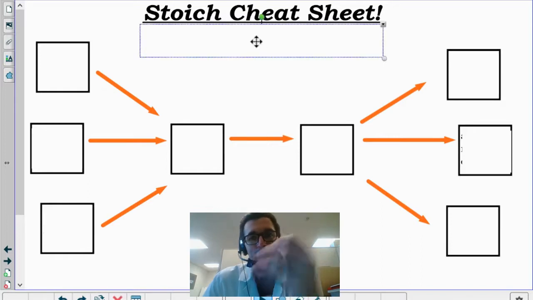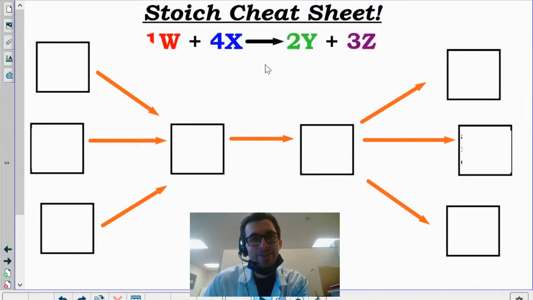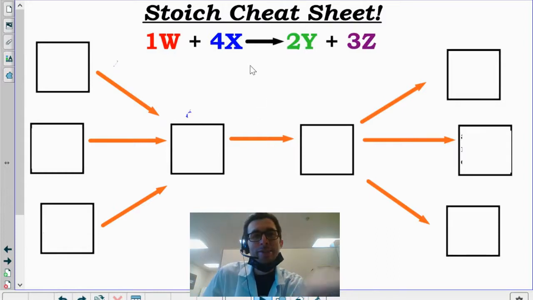So again, stoichiometry is all about balanced equations and doing the conversions between the balanced equations. So on the top of your sheet, let's write down this fake equation. All right, I'm not using real elements. I'm just using a balanced equation. All right, so I have 1W plus 4X yields 2Y plus 3Z.